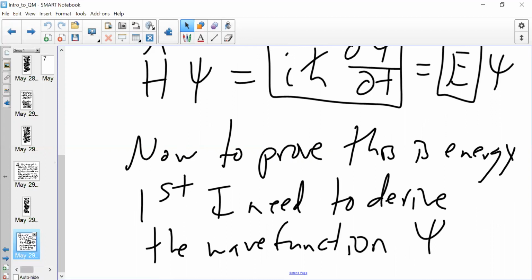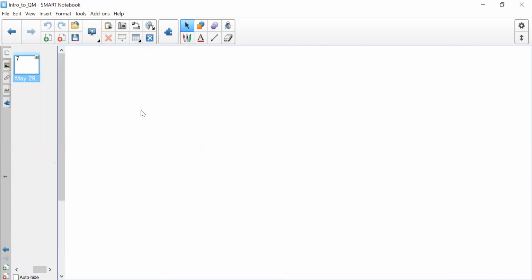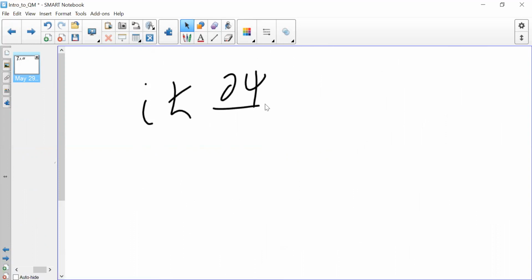Okay, so what I was about to do last time is rewrite the equation. Hope my pen works now. Okay, good. So we have i h bar del psi del t equals E psi. This equation here is a first order differential equation because it's the first derivative. The other is second order, del squared, del t squared.